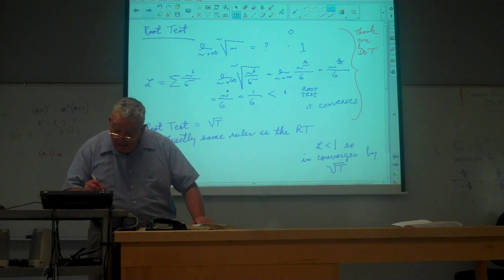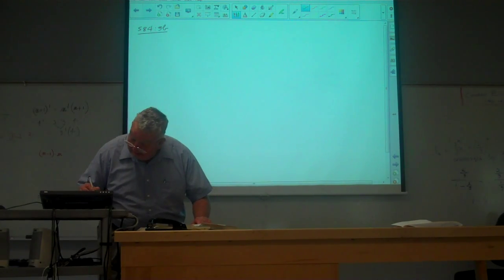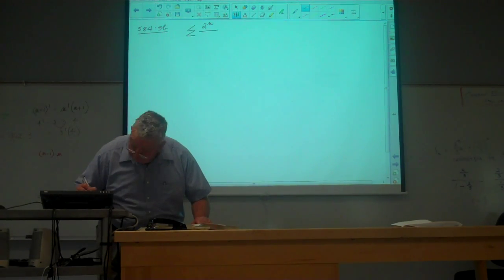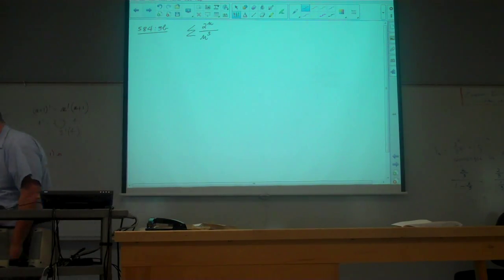How about example 3D on 584? And that is... I think a good rule might be for when you use the root test is if you have a problem that has only exponents in it. Do you notice that Dr. Thomas's example has only exponents in it? And this problem has only exponents in it, doesn't it?